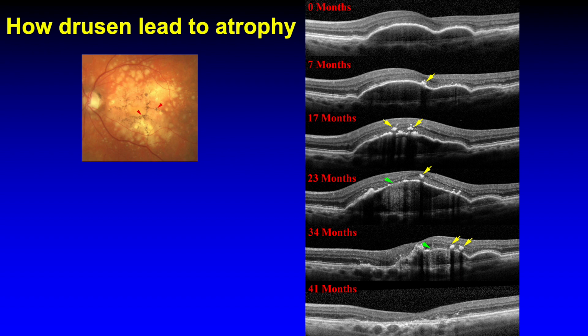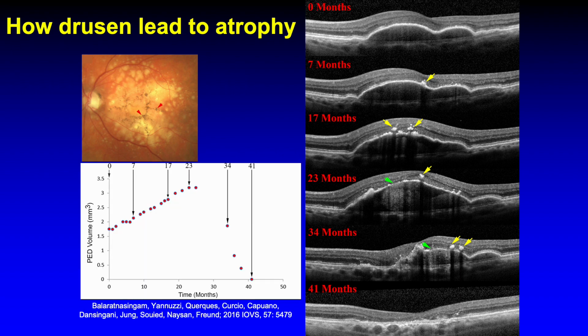By 23 months, the streaks of hypertransmission show the loss of shadowing by RPE. Then the drusen collapses and atrophy ensues at 41 months. This life cycle can be quantified easily in the B scans. Drusenoid PED grows slowly, then collapses quickly. Smaller soft drusen have been shown to do this too.